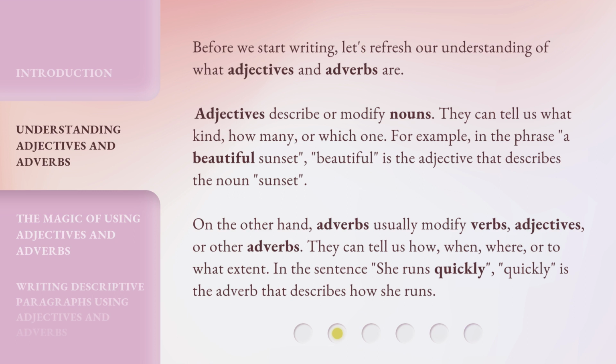Before we start writing, let's refresh our understanding of what adjectives and adverbs are. Adjectives describe or modify nouns. They can tell us what kind, how many, or which one. For example, in the phrase, "a beautiful sunset," beautiful is the adjective that describes the noun, sunset.